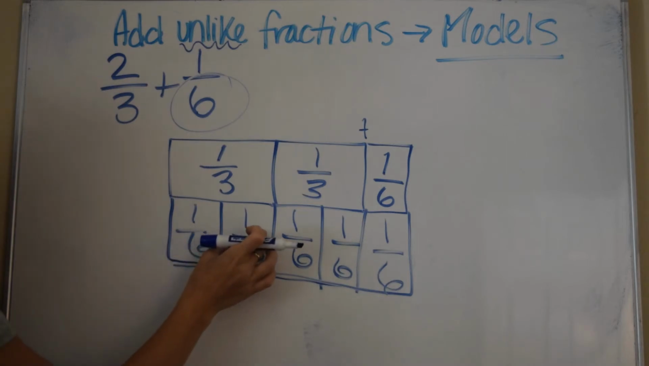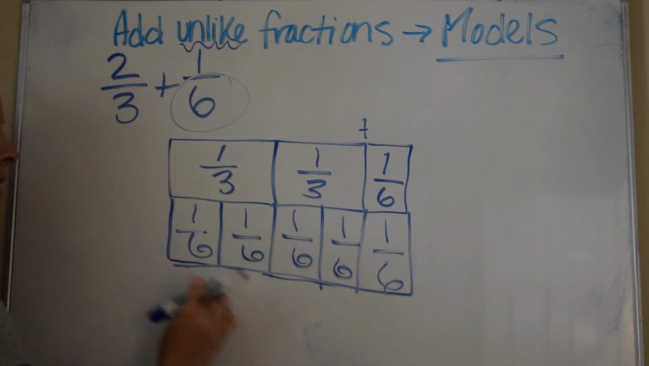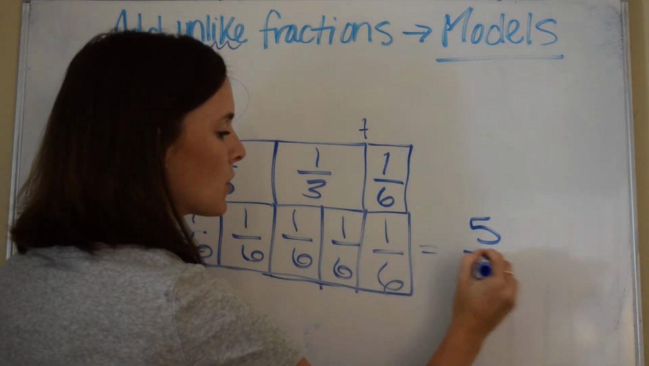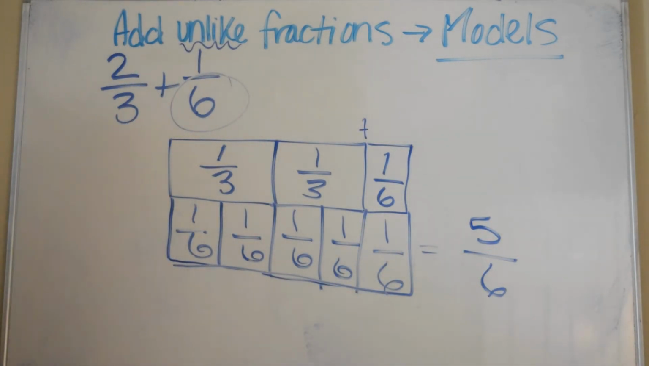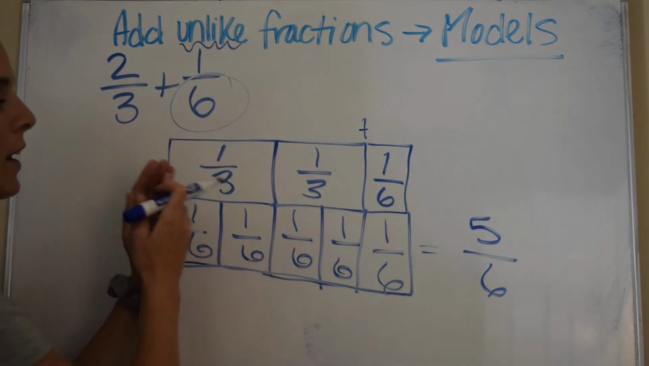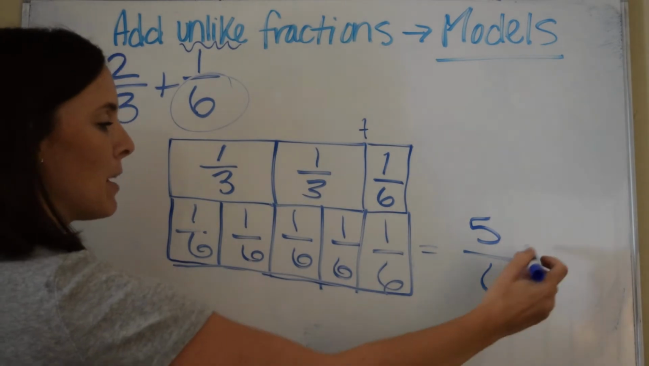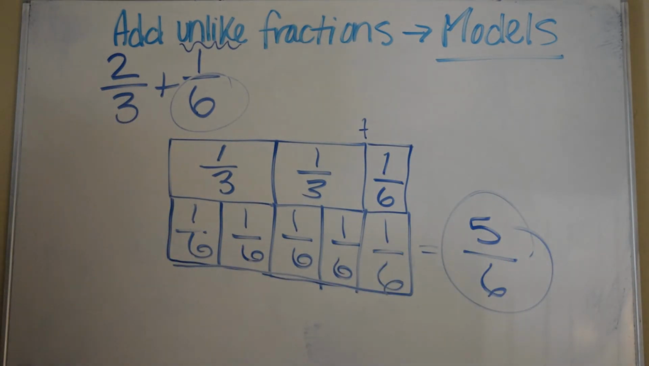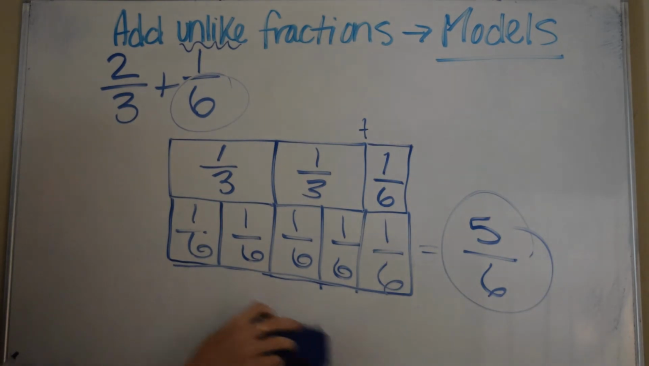I have a 1/6, 1/6, 1/6, 1/6, 1/6. Total, I have 1, 2, 3, 4, 5. So our answer is 5/6. So if I add 2/3 plus 1/6, what is that amount with a 6 at the bottom? It equals the same amount as 5/6. Okay? All right, let's go ahead and do another example.